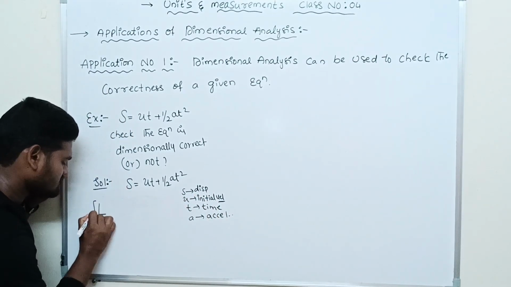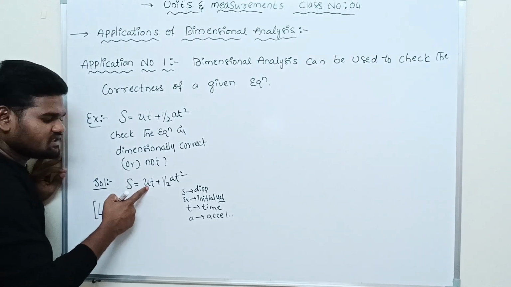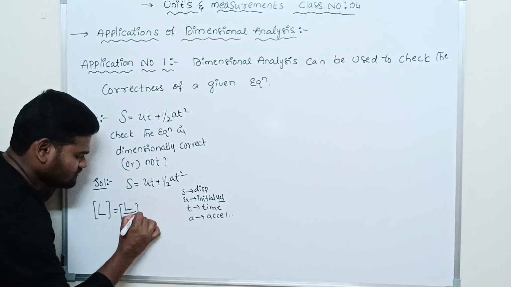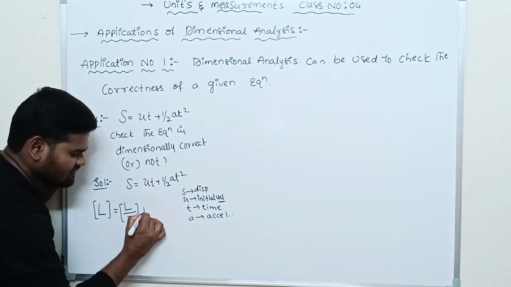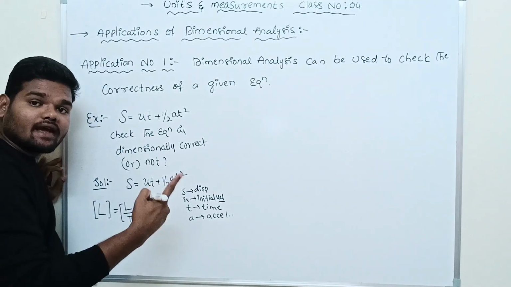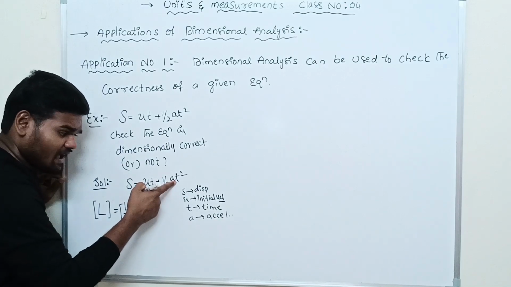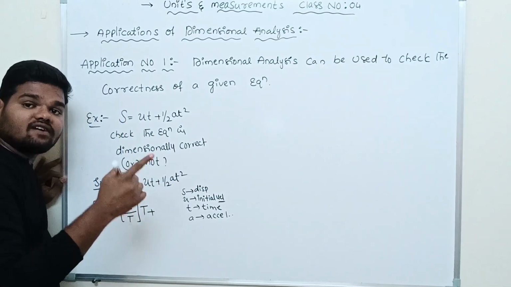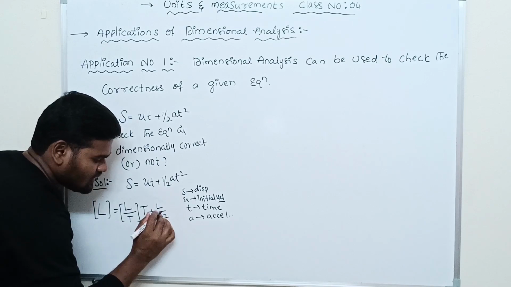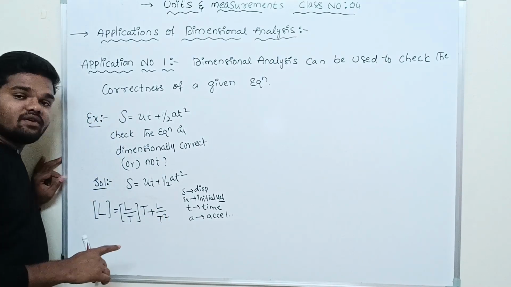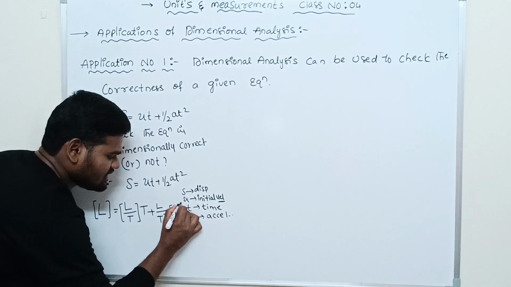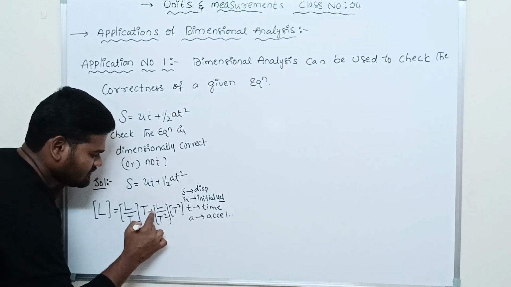The dimensional formula of displacement is L. U means initial velocity. What is the dimensional formula of velocity? Distance by time, L/T. T means time; the dimensional formula for time is T. The half is a constant, and a constant has no dimensional formula. What is A? Acceleration, the rate of change of velocity. The dimensional formula for acceleration is L/T². We discussed all these things in our previous session, lecture number 2. T² means time square, and its dimensional formula is T². Are you getting it?